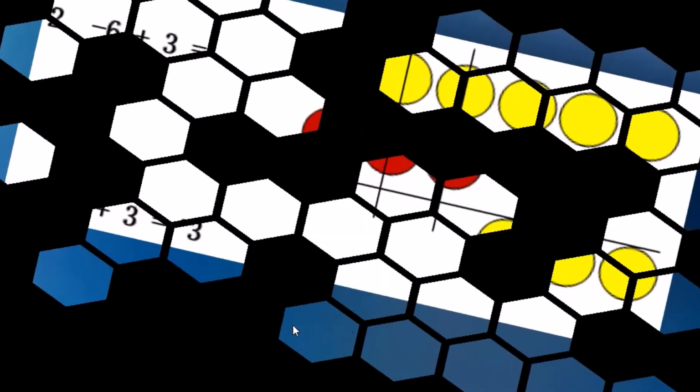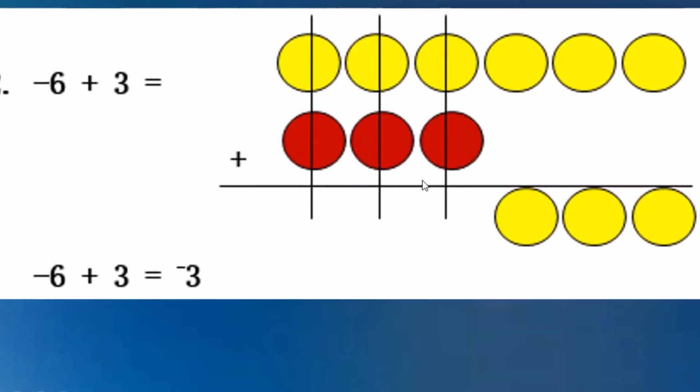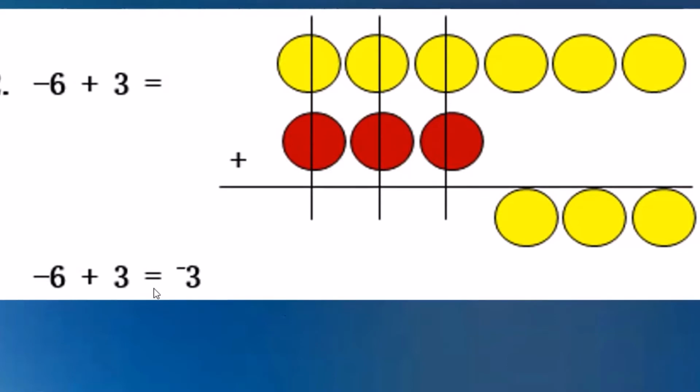Number 2, negative 6 plus 3. So we have 6 yellow chips and 3 red chips. So cast out the red and yellow chips. We have 3 pairs. So natira tatlong yellow chips, and yellow chips represent negative numbers. So therefore, negative 6 plus 3 is equal to negative 3.